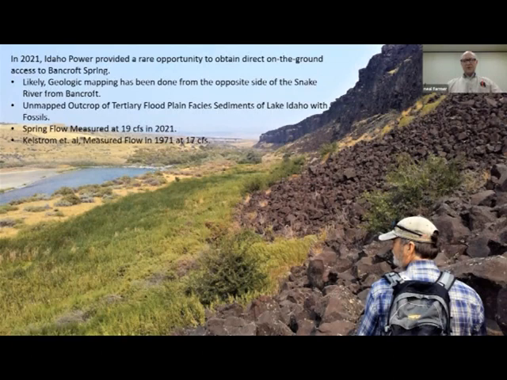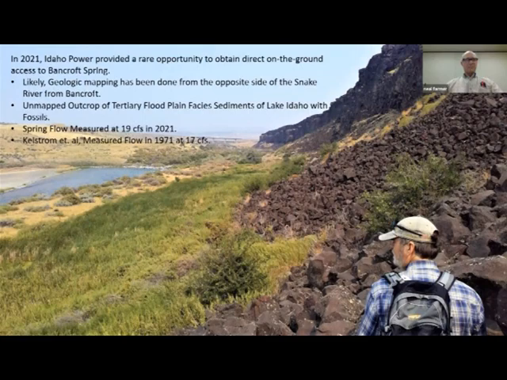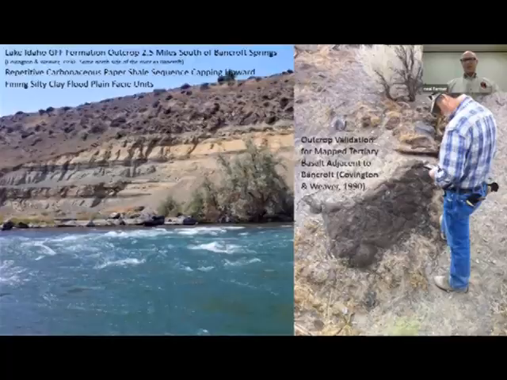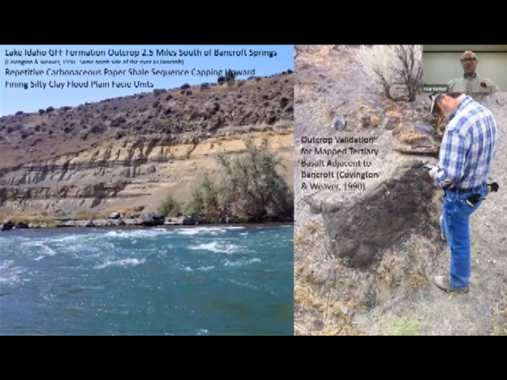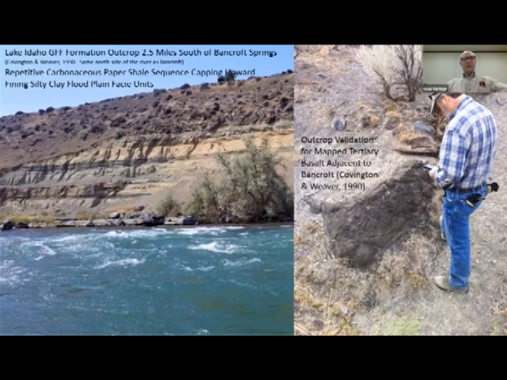We did measure some flows at 19 CFS, which is about what Kilstrom measured in 1971. These are some Glens Ferry sediments, lake bed sediments, tertiary age, right around the corner, really, just a couple miles to the south of Bancroft. And then some tertiary basalts that were mapped also that are right next to Bancroft. And so the tertiary is exposed around Bancroft.